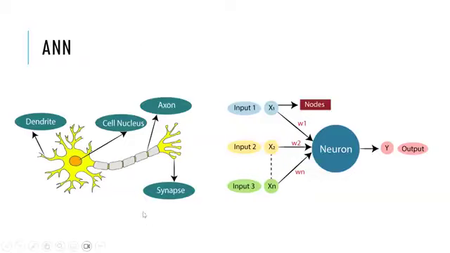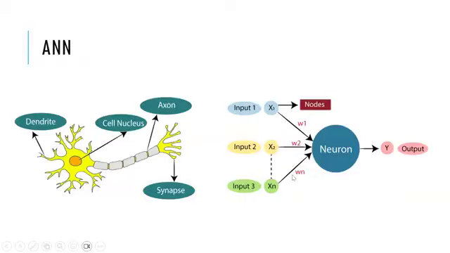So similar to this structure, okay, we have this artificial neural network structure. It is a three-layered structure typically. One is the input layer. This we call the hidden layer, okay, where the processing will happen, and this is the output layer. So you can consider this output layer as the synapse, this hidden layer as the axon and nucleus, and this input layer as the dendrite. So that's the similarity.